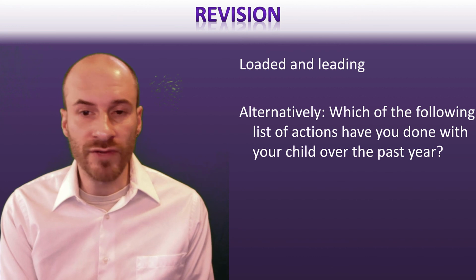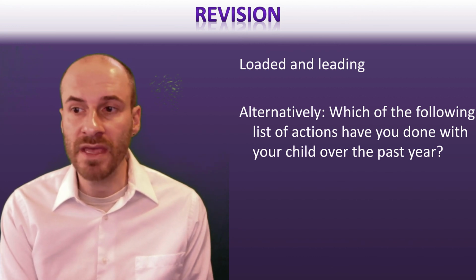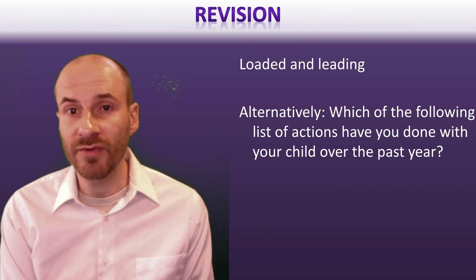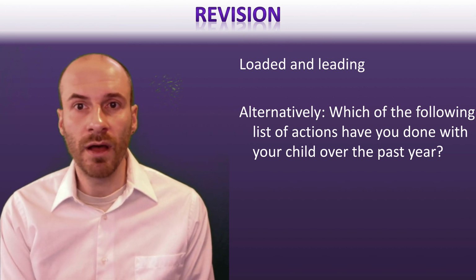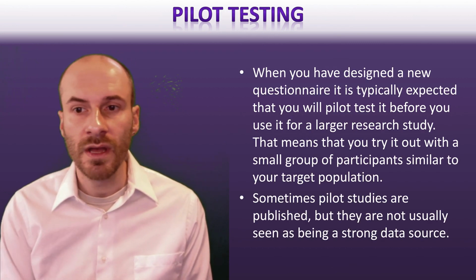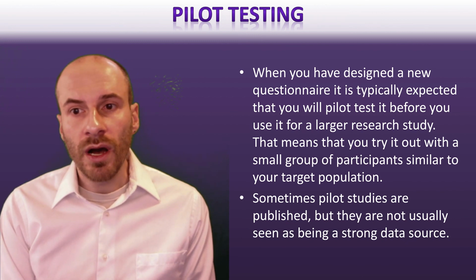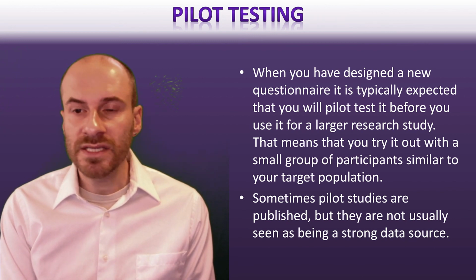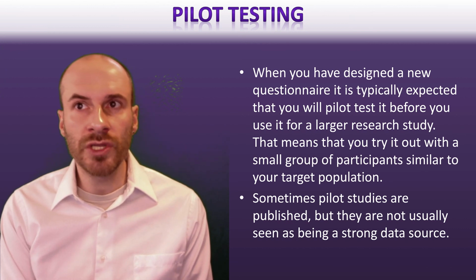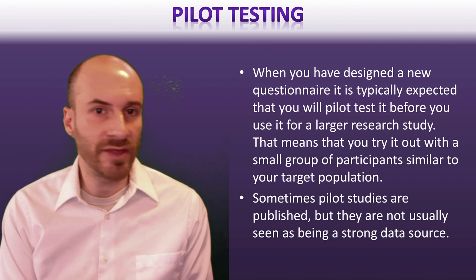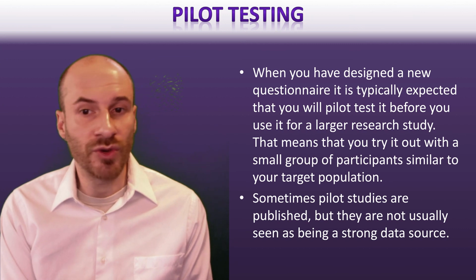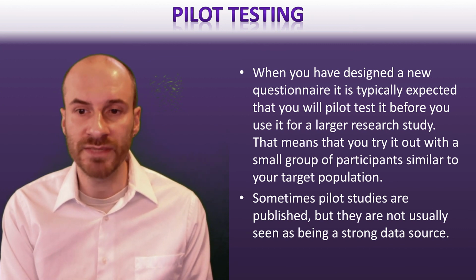So another way of asking this question might be, which of the following list of actions have you done with your child over the past year? And you might get a much better response there because the participant isn't pushed to answer in a certain way. All right. So when you're thinking about this, you would go through a process of writing these questions, putting them together, doing the best you can to create this. And then you would actually go and test out your questionnaire, your survey, with participants.